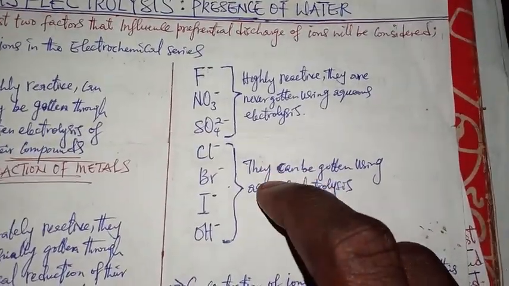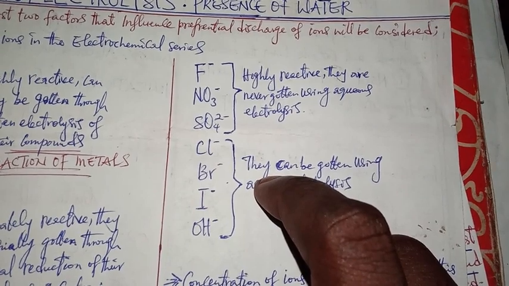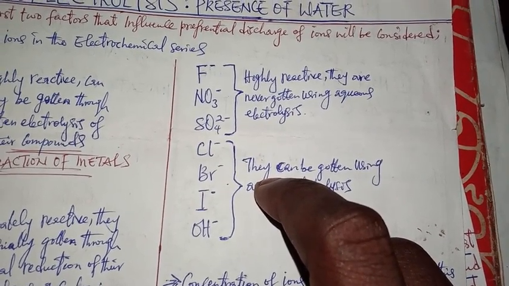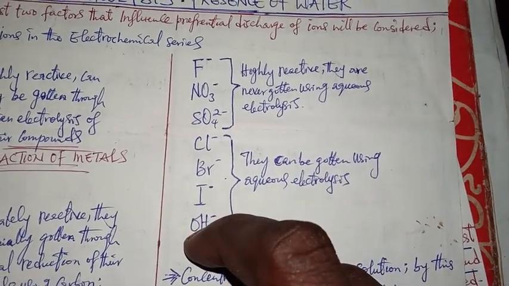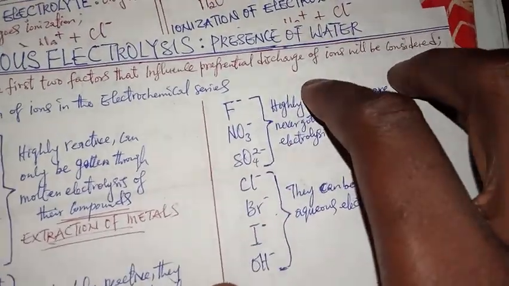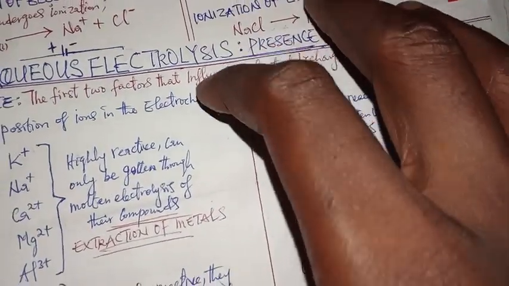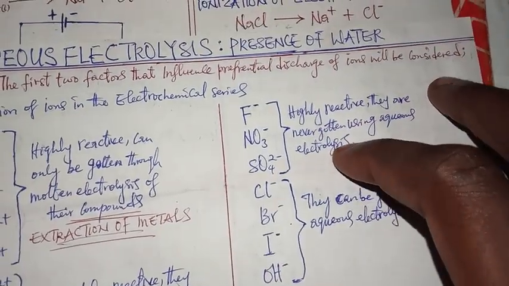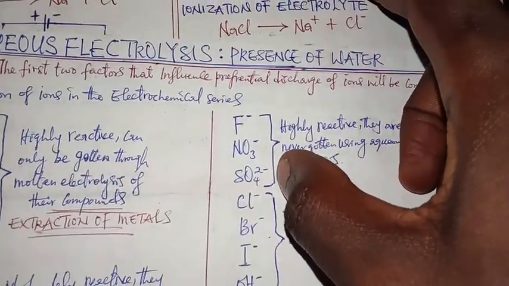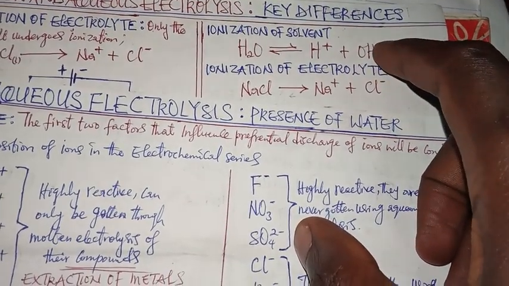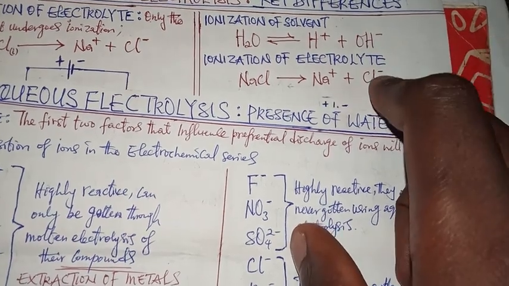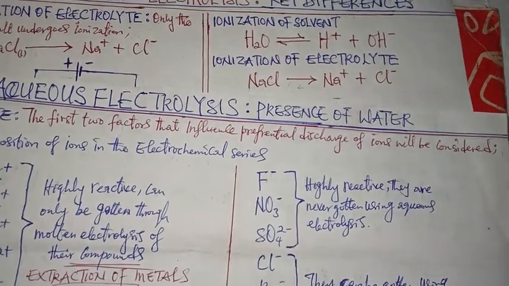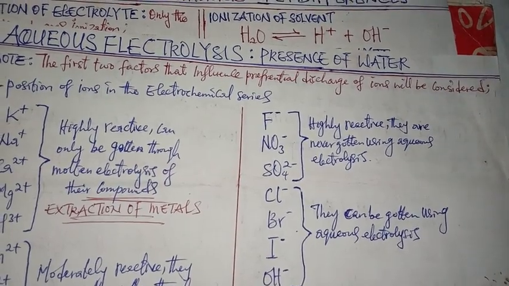Moving to anions. Whenever you are seeing anions, the dominant anion in aqueous electrolysis will always be the hydroxide. Hydroxide is always present because this is electrolysis in the presence of water. So hydroxide is always present. This is hydroxide from water. It will always be competing with a different kind of anion depending on the ionic compound we are using.